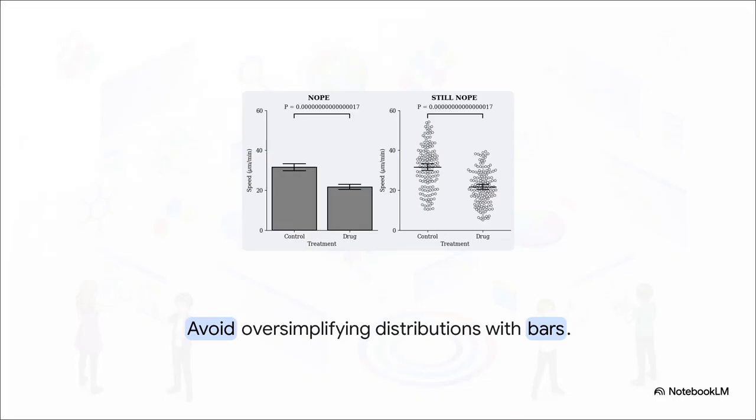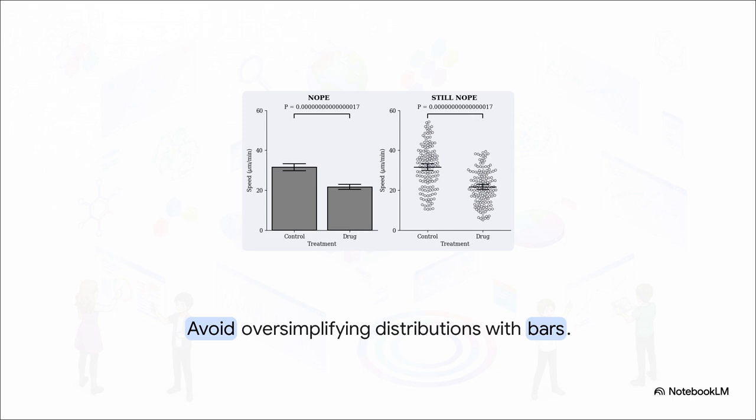This right here is the famous NOPE graphic, and it perfectly exposes the danger of oversimplification. On the left, you've got a standard bar chart showing the mean response to a treatment. But remember, bar charts are for single values. When you use one to show a grouped mean, you completely hide how the data is actually behaving. Now look at the right. By switching to a scatter plot and showing the raw data points, we suddenly see this massive, complex distribution that the bar chart was totally hiding.